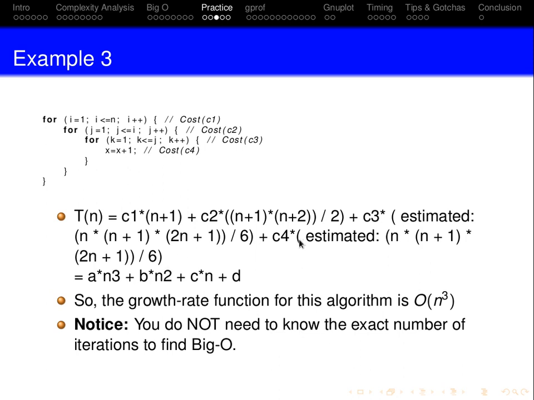Notice I just started estimating when I did my full analysis, aka I'm tired of this. You do not need to know the exact number of iterations to find the big O. All right, it's n cubed. It's slower than the other two. Significantly slower, actually.